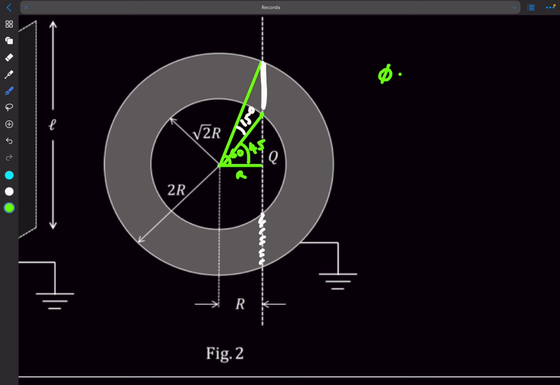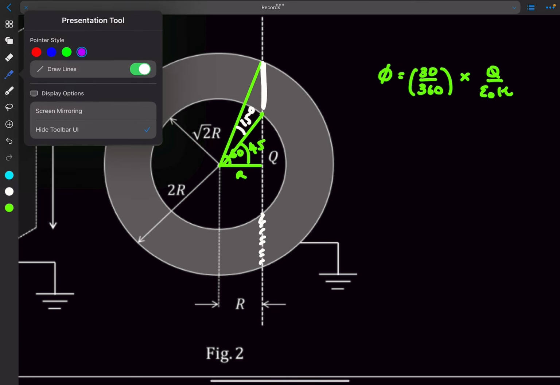So the flux, we can write it as 30 over 360. This is the angular fraction, multiplied by the total electric flux. So that would be Q by epsilon of the media, which will be epsilon naught K. Why is it? Because the radial electric field in this region will become the original electric field divided by K, so the flux of that electric field will also get divided by K.